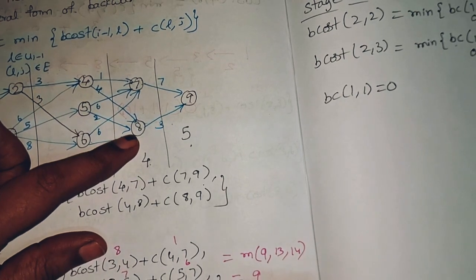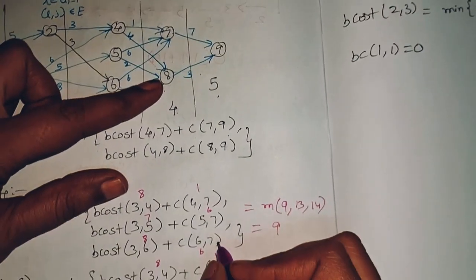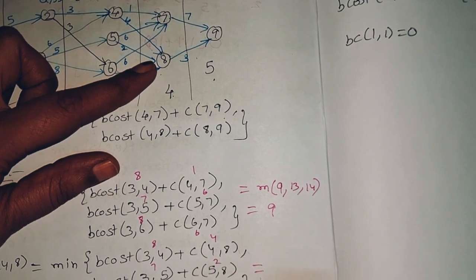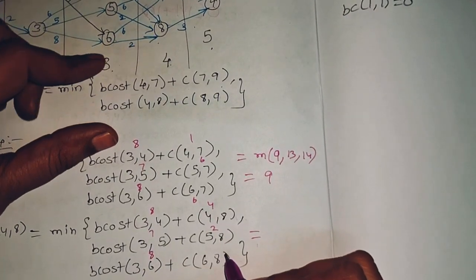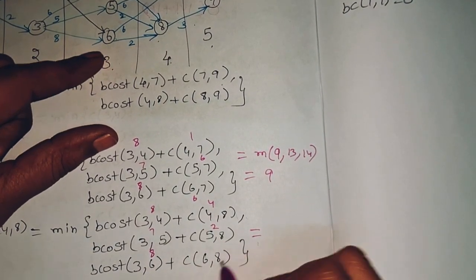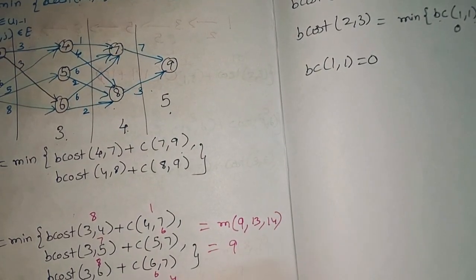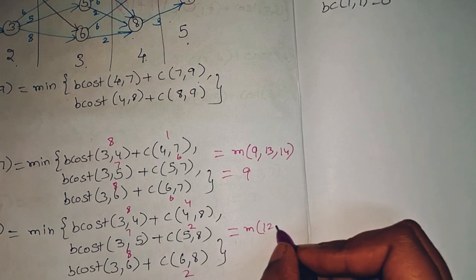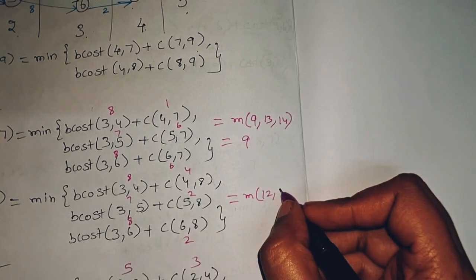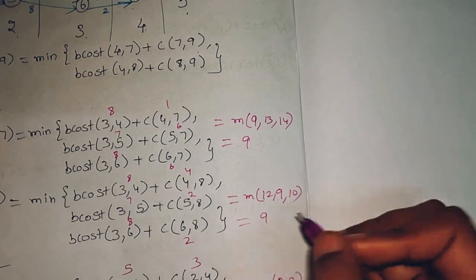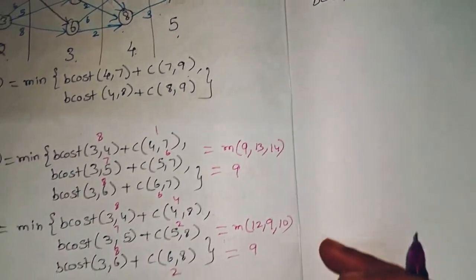Here also we'll find the value. C of 4 to 8 is 4. Similarly, 5 to 8 is 2, and 6 to 8 is 2. So minimum of 8 plus 4 is 12, and 9, 10. Minimum value is 9 here.